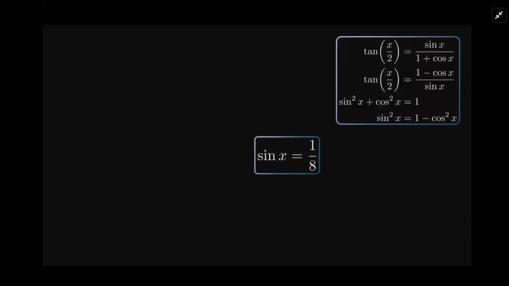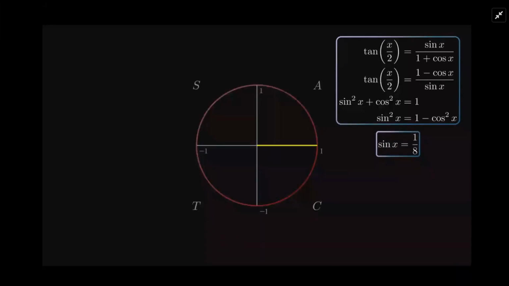So let's take a look at the unit circle and see which angles give us a sine of 1/8. This first one is there. So this you'll get from your calculator, the inverse sine of 1/8, and it will give you 7.2 degrees. Okay, so that's our reference angle.